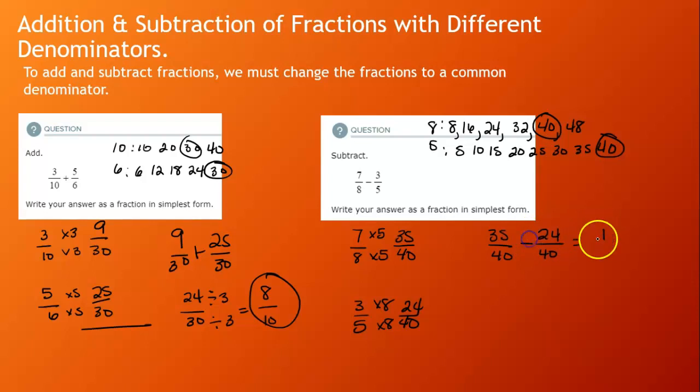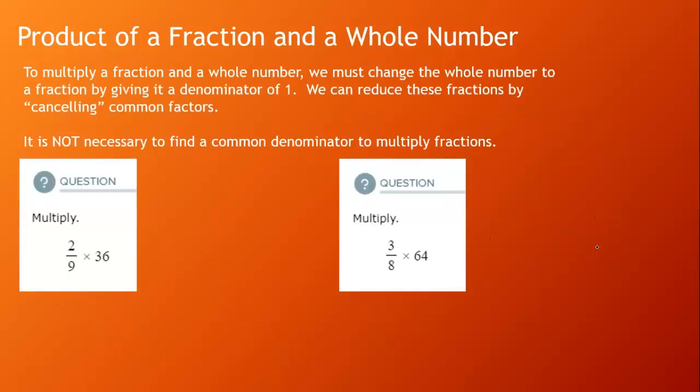5 minus 4 is 1. 3 minus 2 is 1. 11 over 40 is my final answer there. There's nothing that 11 and 40 can both be divided by. 11 is prime, which means it's only divisible by 1 and itself, so we stop there.